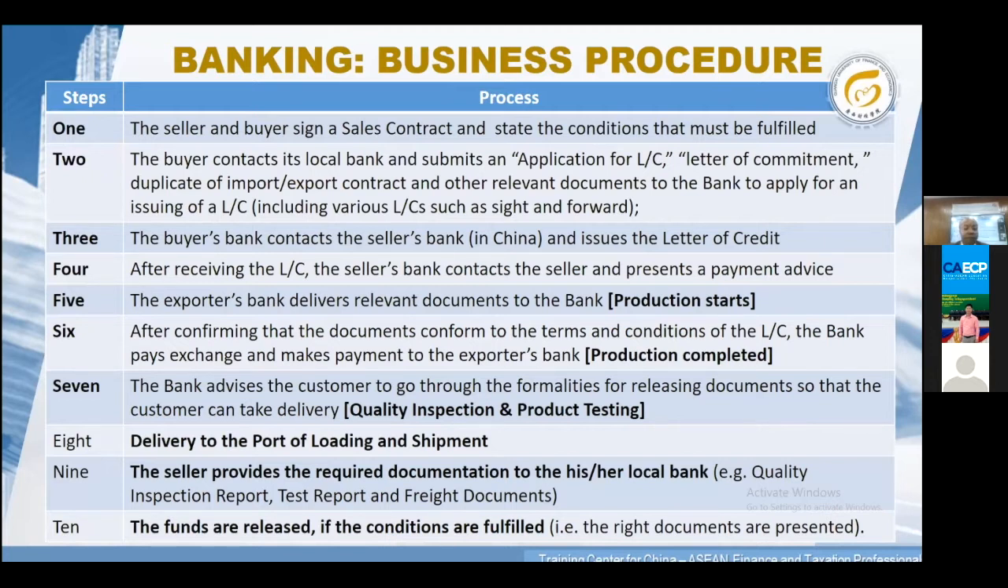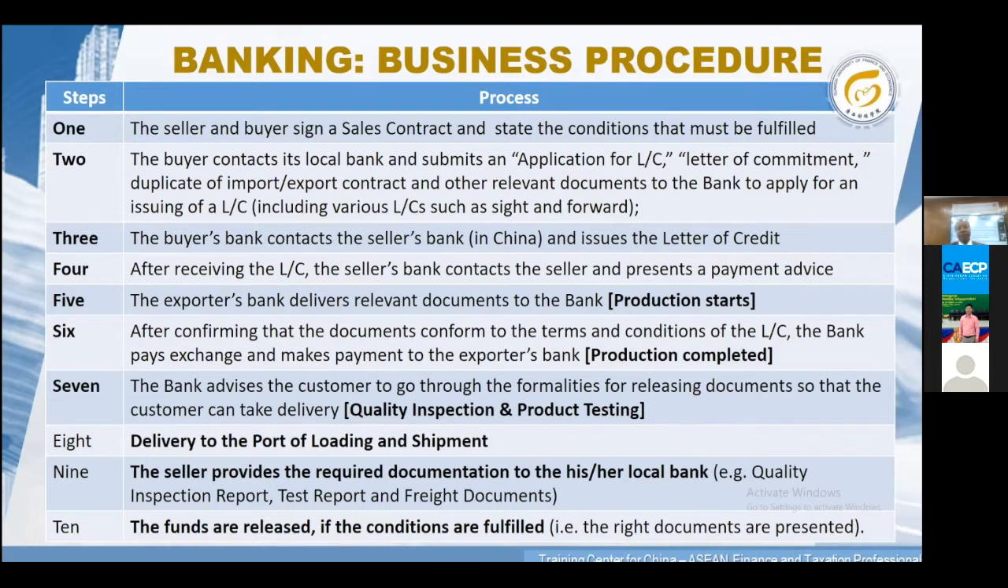And then step 7, this is where the bank is advising the customer to go through the formalities for releasing the documents, so that the customer can take delivery. Releasing the document from their bank and getting that document to the person who is finally going to be paid. All right, like that. And then at this time, usually in daily life, the quality inspection and product testing is taking place or have taken place.